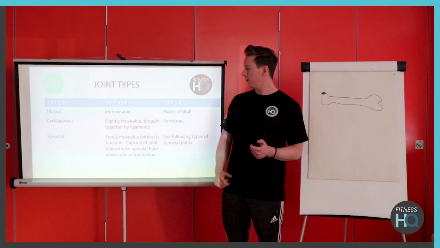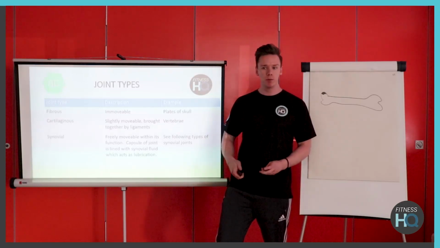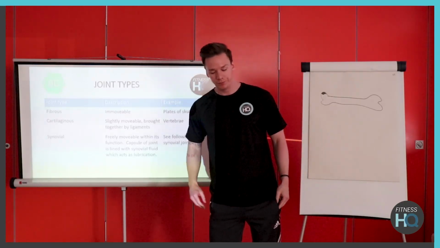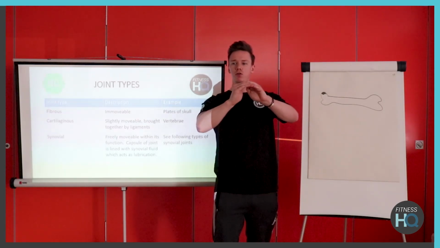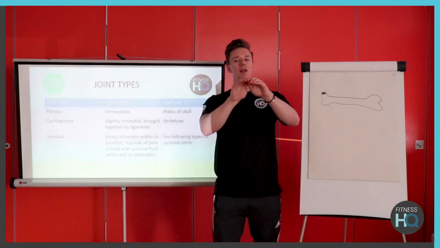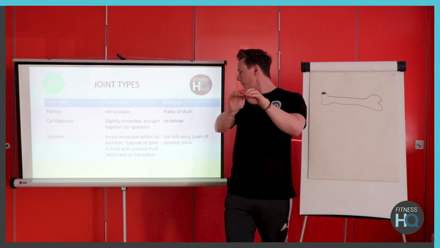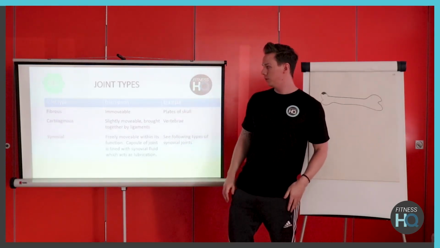We've got a fibrous joint. As it says in the description, it's immovable. So let's go back to the cranium. We've got one bone here, one bone there, one bone there, and they're all fused together, so there's absolutely no movement that can take place in that bone. Yeah? So it's given the skull as an example there.